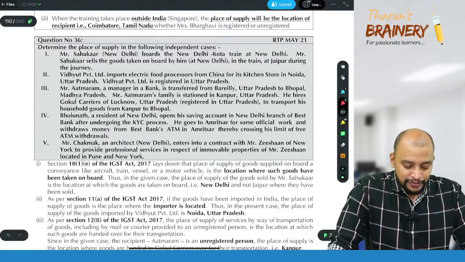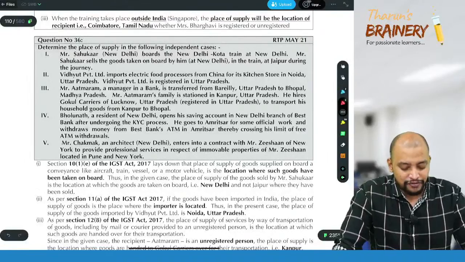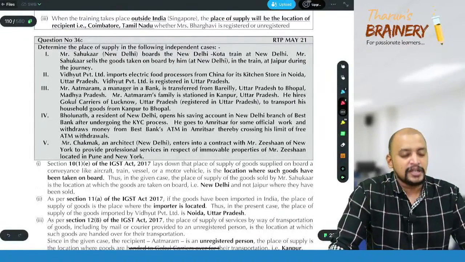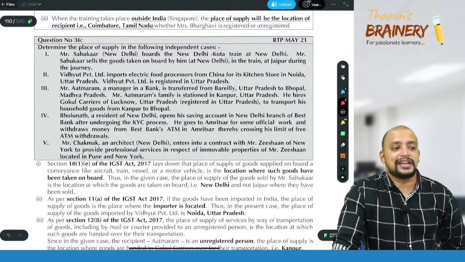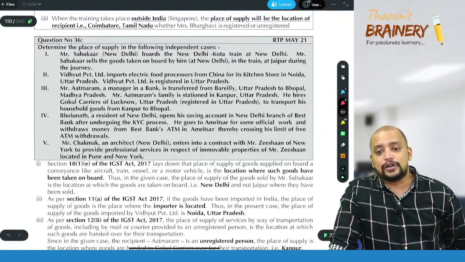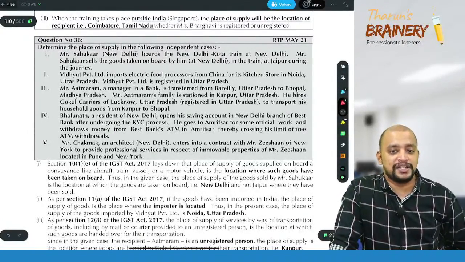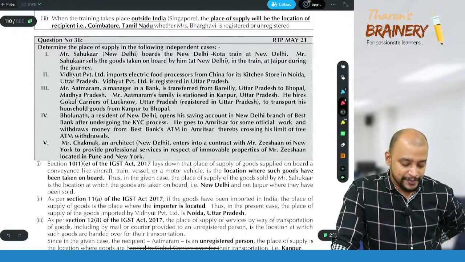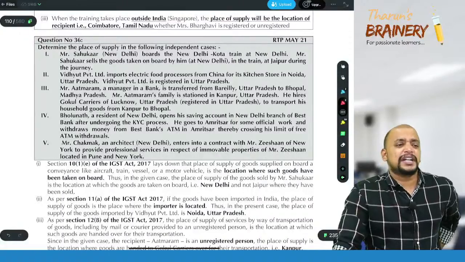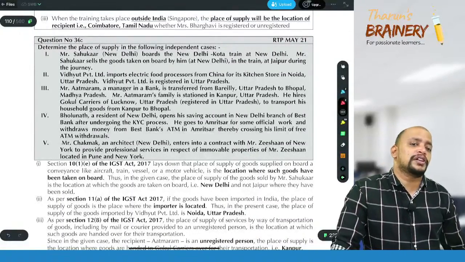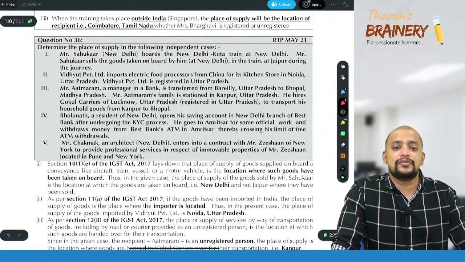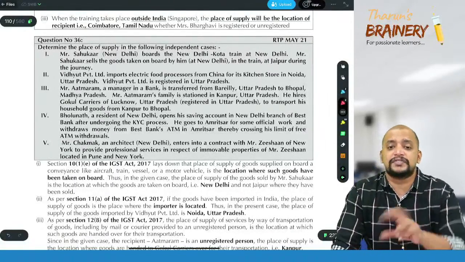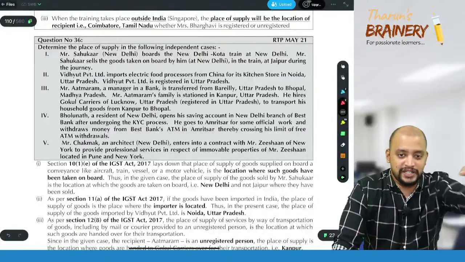Then number 2, Vidyut Private Limited imports electronic food processors from China for its kitchen store in Noida, Uttar Pradesh. So in case of import of goods, like section 11, the location of the importer will be taken as the place of supply. So therefore Uttar Pradesh will be taken. Clear or not? What is the need of determining place of supply in case of import of goods? So that the IGST involved in the import of goods, customs duty, there is an IGST. Out of that IGST, 50% will go to Uttar Pradesh for that reason.